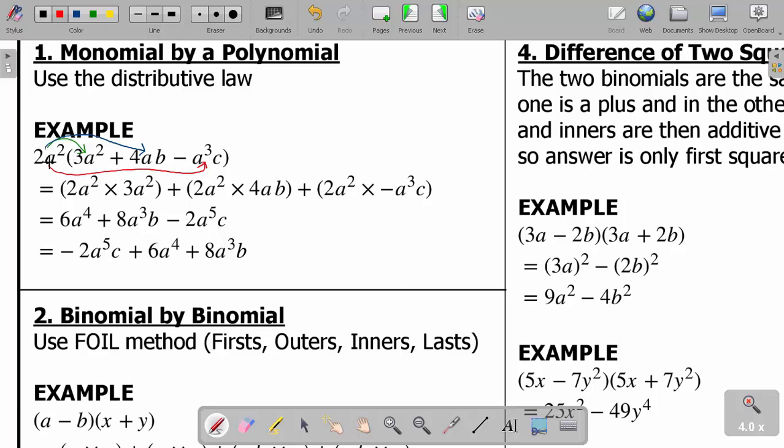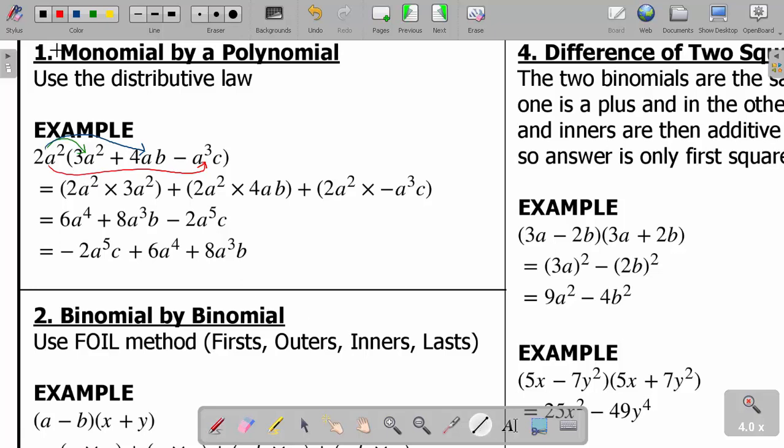Okay, so this is positive 2a squared, that's positive 2a squared. Now this 3a squared is positive, that's why I'm saying times positive 3a squared. Then now brackets, 2a squared multiplied by what? By 4ab. That's what you see here now.